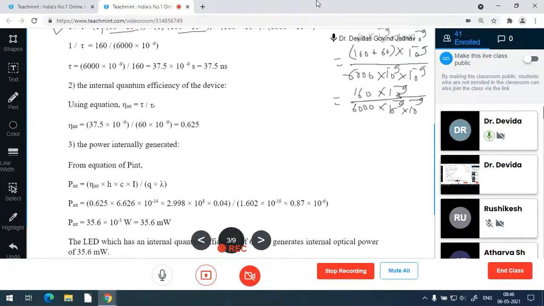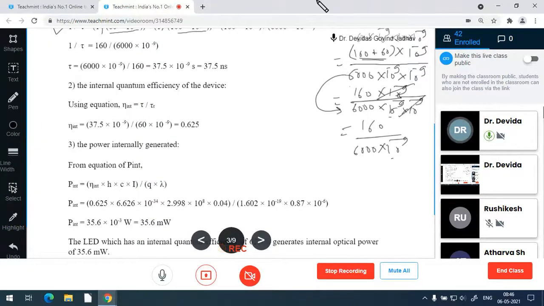So denominator we have written as it is. Numerator we have sorted out these brackets: 100 plus 60 is 160, multiplied by 10 raised to minus 9. So numerator is 160 multiplied by 10 raised to minus 9. Denominator is 6000 multiplied by 10 raised to minus 9 multiplied by 10 raised to minus 9. One 10 raised to minus 9 gets cancelled. So what remains? 160 divided by 6000 into 10 raised to minus 9. One 10 raised to minus 9 will come in the denominator.